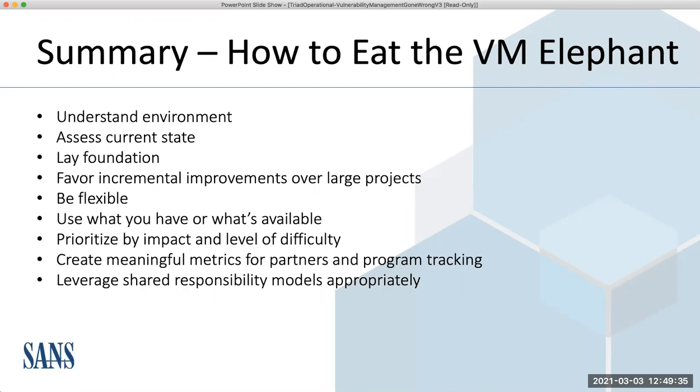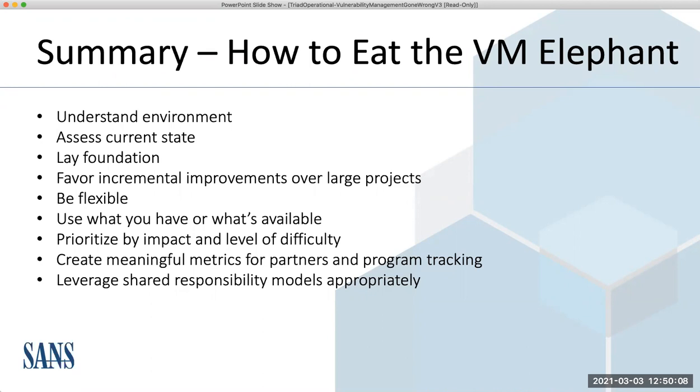also to be flexible, right? We might have planned to do one thing and then something changes and we have to do something different. We've got to be flexible and not just keep pushing forward with our original plan if things have changed that are going to impact that plan. We need to prioritize our vulnerabilities, look at root cause, make sure our metrics are meaningful and that we're tracking the information that's going to help us justify that program and get support for it ongoing.